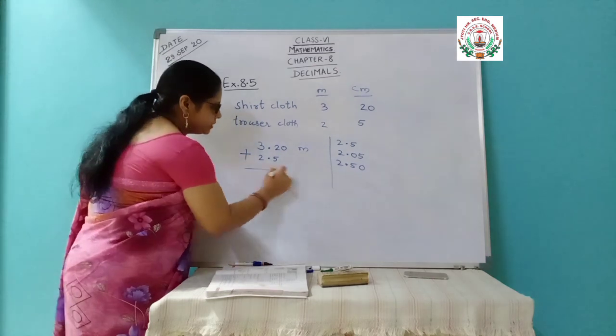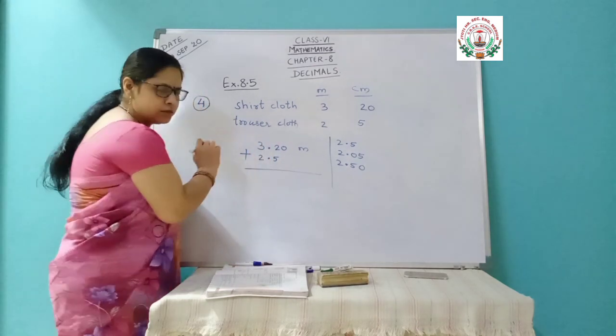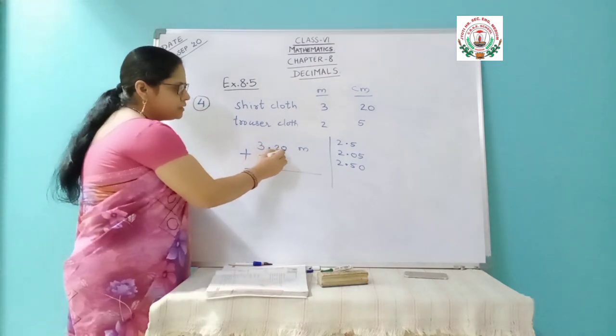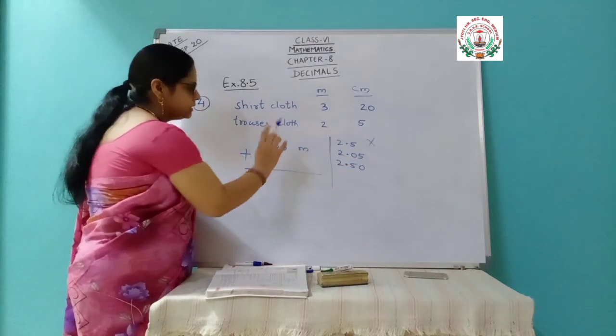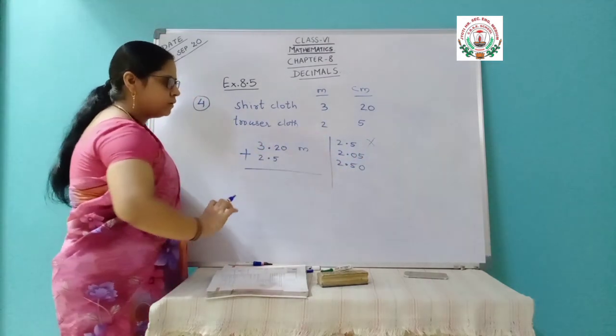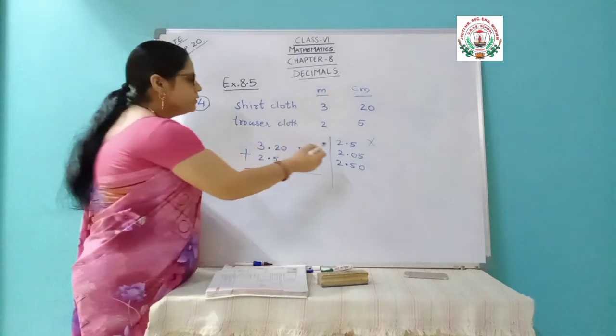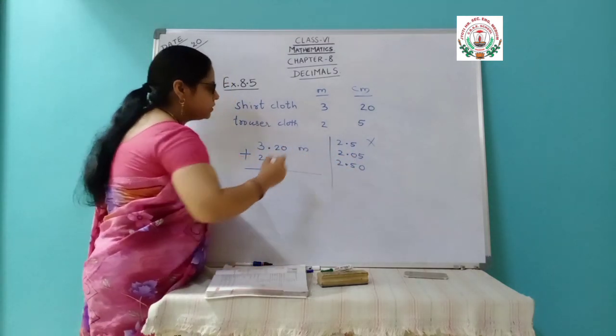I want to do addition. Here is the single digit I have written. Here I want 2 digits. So this one is wrong. 2 digits I want, so that 1 digit I will not write. Now I want 2 digits. So whether 05 is correct or 50 is correct.